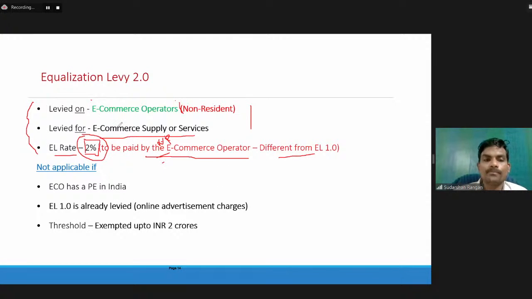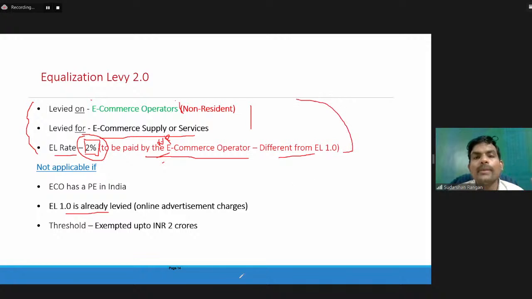So now let's see these three. What is the difference between the two? No, it's a lot of difference, Anjali, because in equalization levy 1.0, it is only online advertisement. Here, it's a good question actually. Here, the second kind of transaction, online advertisement does not come here.